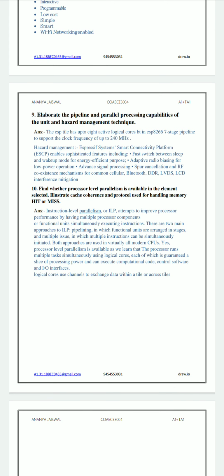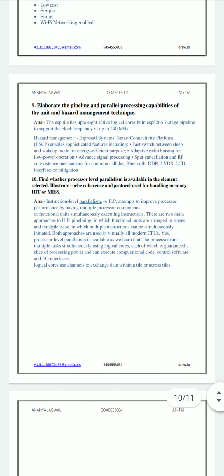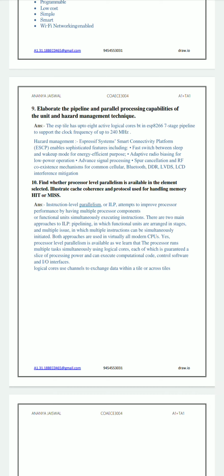Moving on to the final question, which is to find whether processor level parallelism is available in the element selected, illustrate cache coherence, and protocol used for handling memory. Instruction level parallelism or ILP attempts to improve processor performance by having multiple processor components or functional units simultaneously executing instructions. There are two main approaches to ILP, the one being pipelining, in which functional units are arranged in stages, and multiple issue, in which multiple instructions can be simultaneously initiated. Both approaches are used in virtually all modern CPUs.